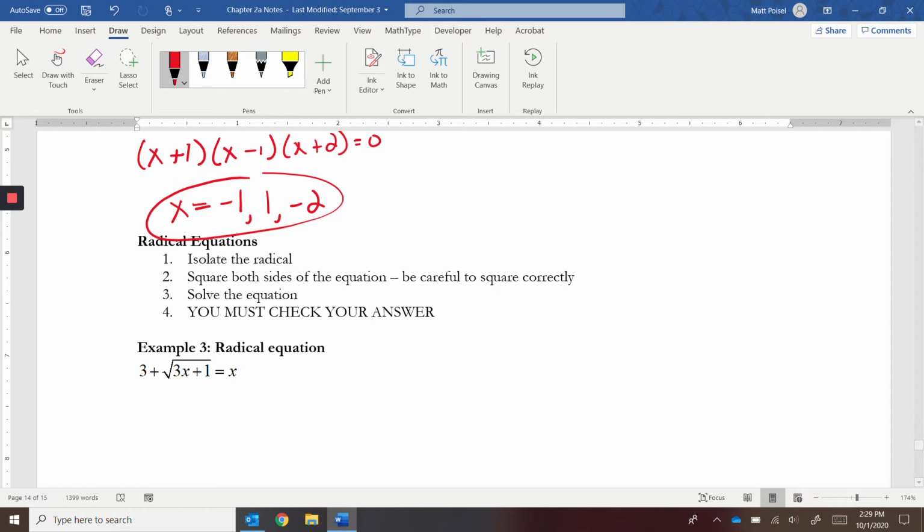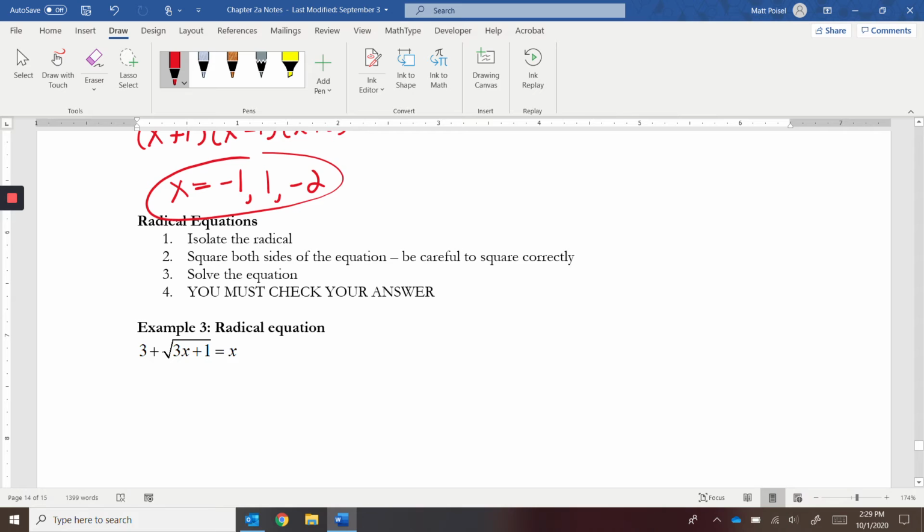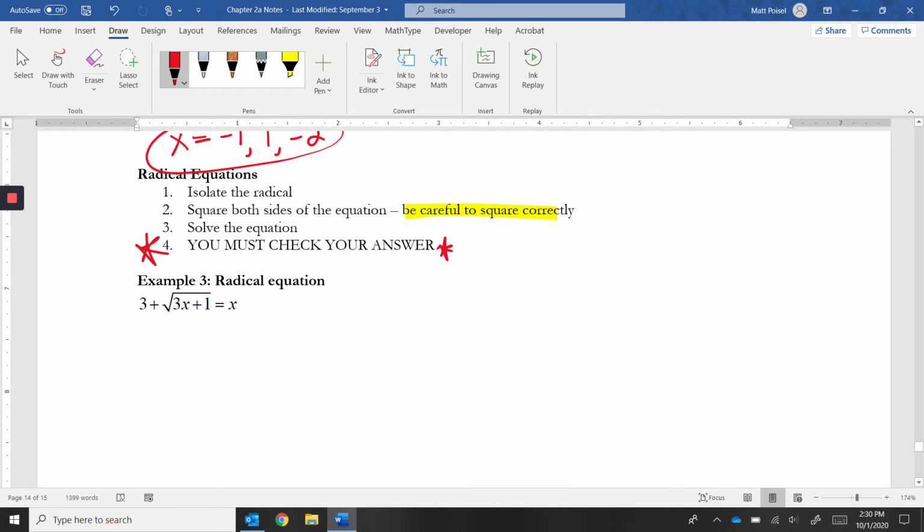First, you have to isolate the radical. That means get it by itself, get everything else away. Square both sides, but really be careful that you square correctly, and we'll talk about that in our example. Solve the equation. You must check your answer. We've been telling you in math class, check your answer, and yes, you're supposed to. In this case, I'm telling you for real, you must check your answer.